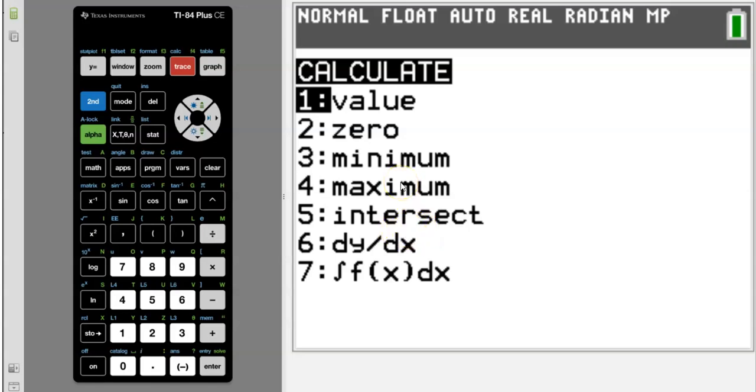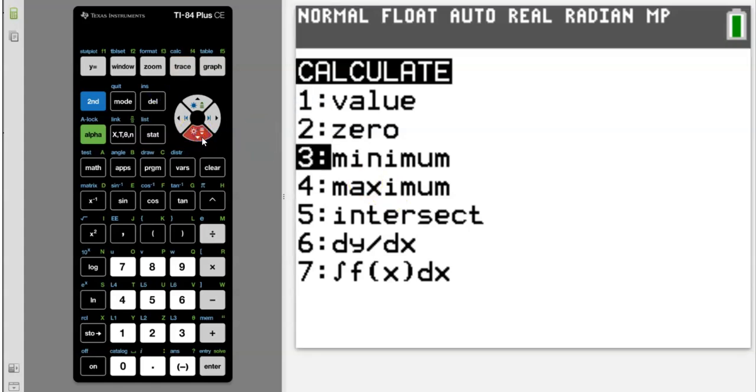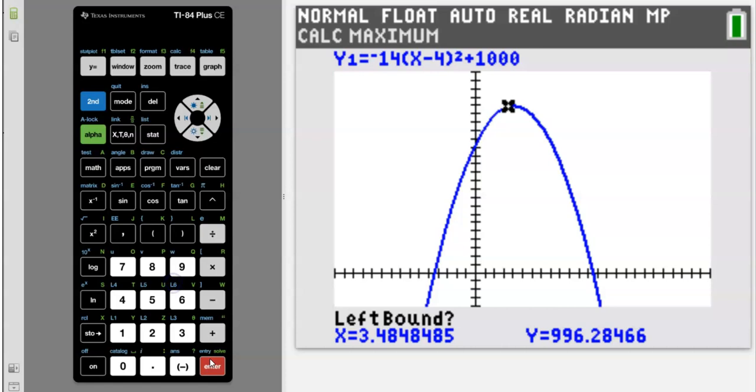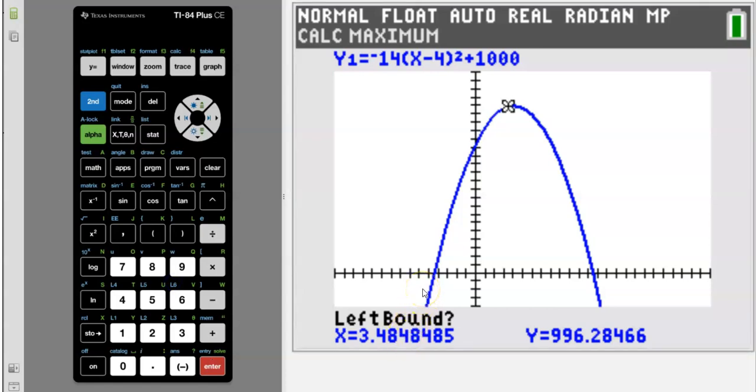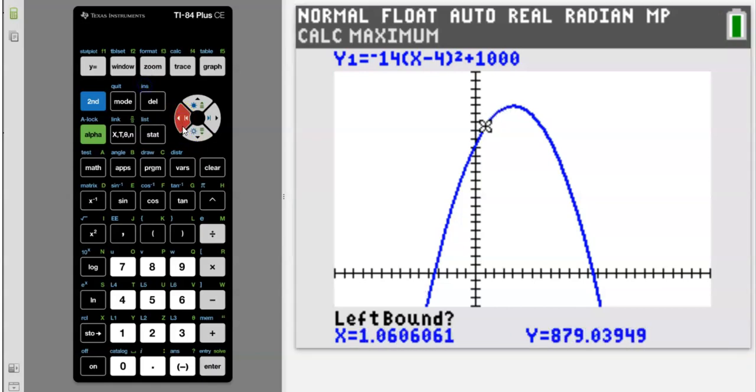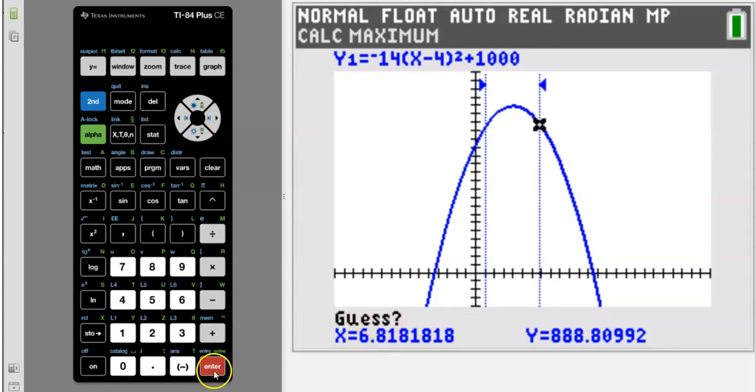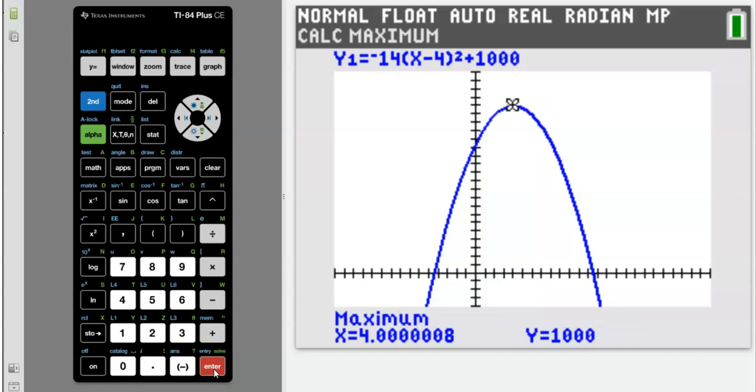For our vertex, we have it, but to find it, we would go to number 4. Click on maximum, because it's going to be the tallest spot. It wants you to click on the left of the vertex and then click on the right of the vertex. So you would go to the left a little bit, doesn't matter where, just on the left side, push enter. Then the bottom says right bound. You would go over to the other side. Okay, on the right side of the vertex, push enter. And then it says on there, do you want me to guess? Yes, I do. Push enter again, and it gives you an exact vertex of the 4 and the 1000 that we already have. Okay, we got that though from our function.